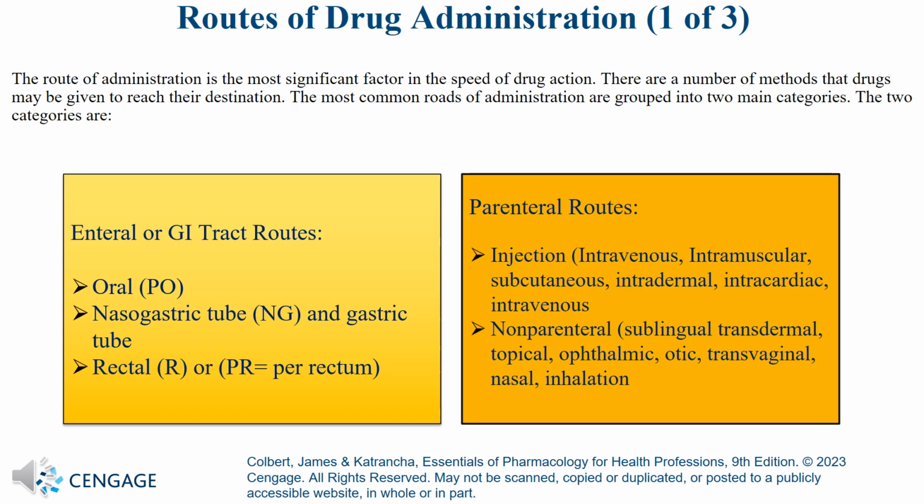The route of administration is the most significant factor in the speed of drug action. There are a number of methods that drugs may be given to reach their destination. The most common routes of administration are grouped into two main categories. The two categories are enteral or GI tract routes, which consist of your oral, which is by mouth, PO, nasogastric tube, NG, and gastric tube, and your rectal, or PR, which is per rectum.